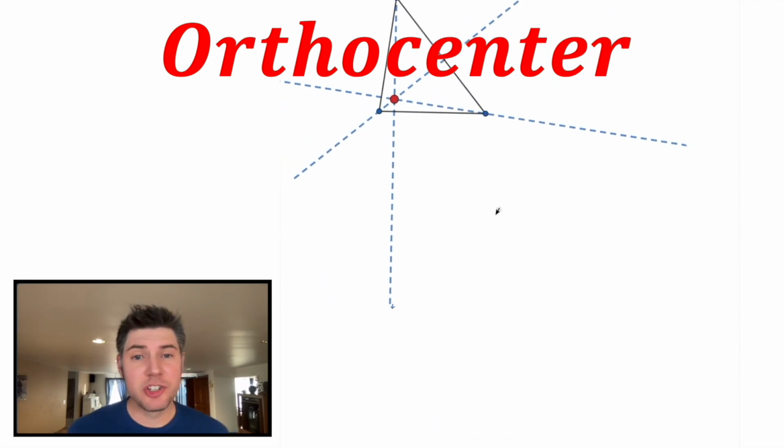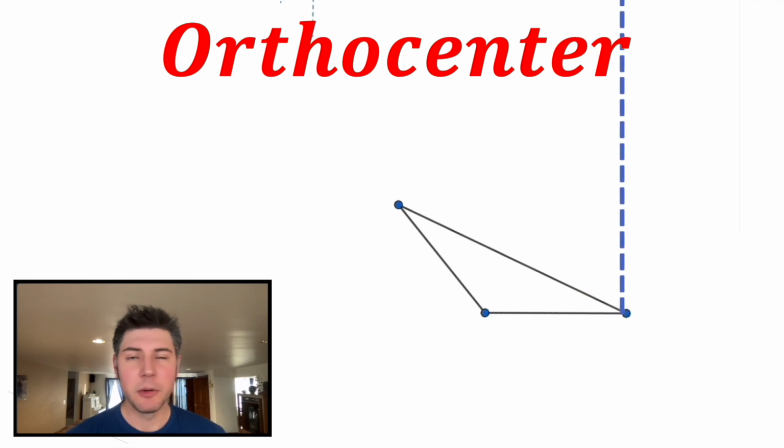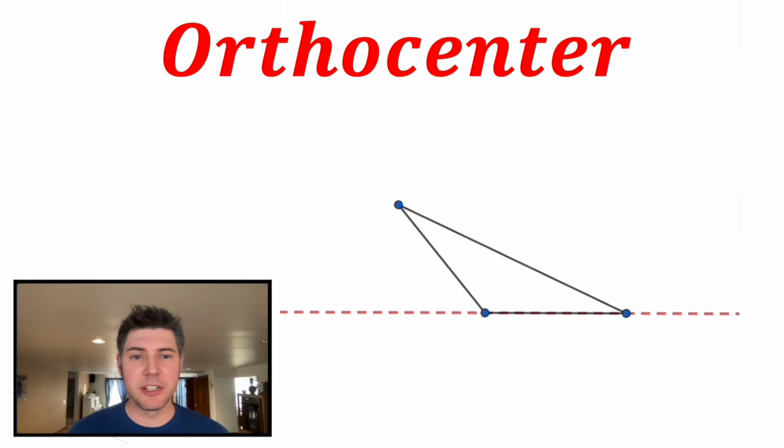So sometimes it isn't as straightforward as this. Let's look at an obtuse triangle. If you go perpendicular to the base here, it will never hit the opposite vertex. The trick here is to extend the base in both directions. Now you can create the altitude.